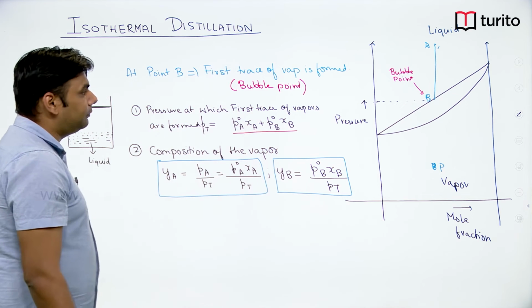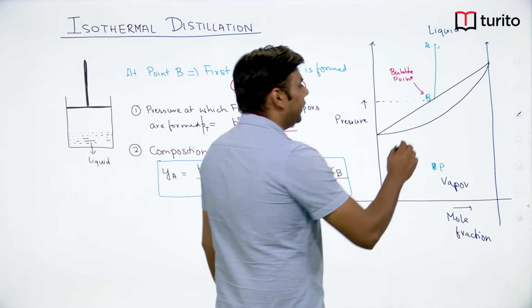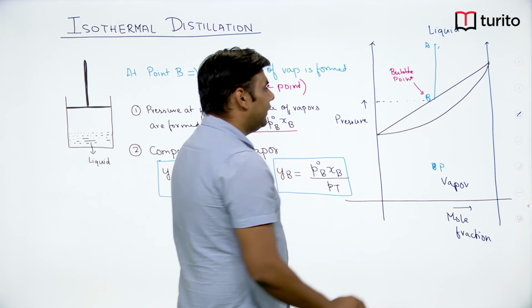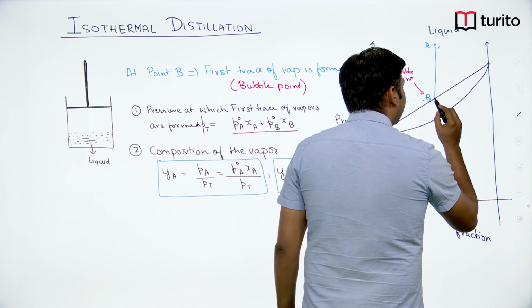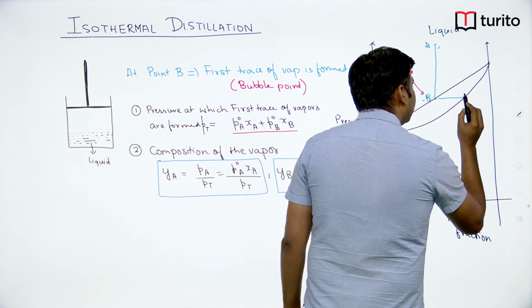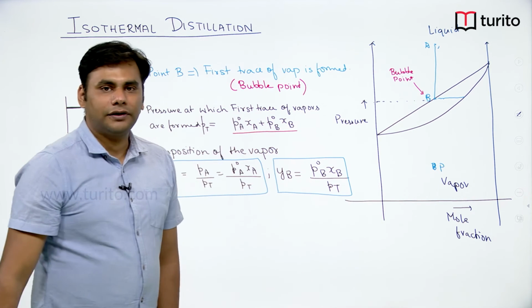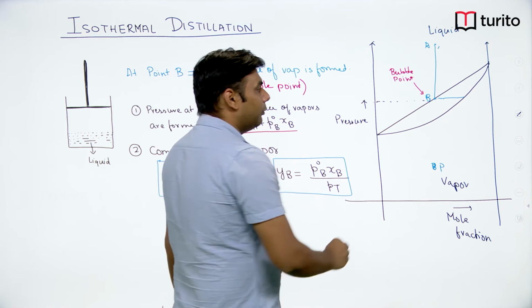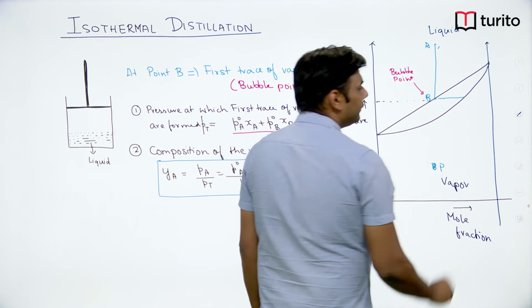At this point the question can be what is the composition of the vapor. The composition of the vapor can be seen by just joining it with the vapor phase line, because this line represents the vapor, so the composition of the vapor would be this.